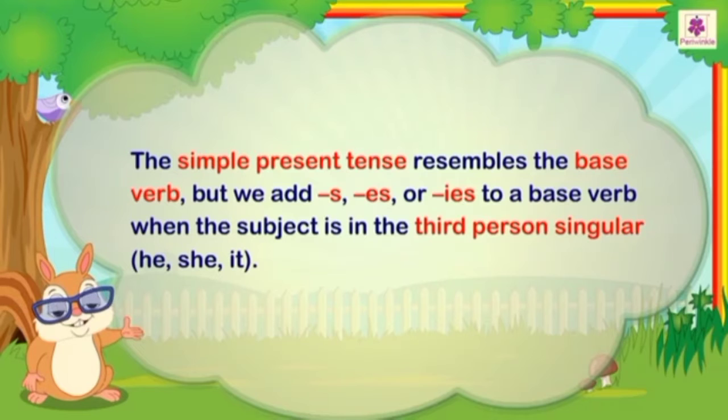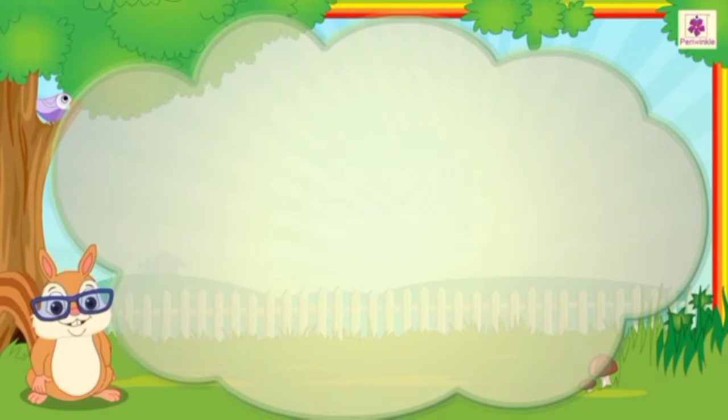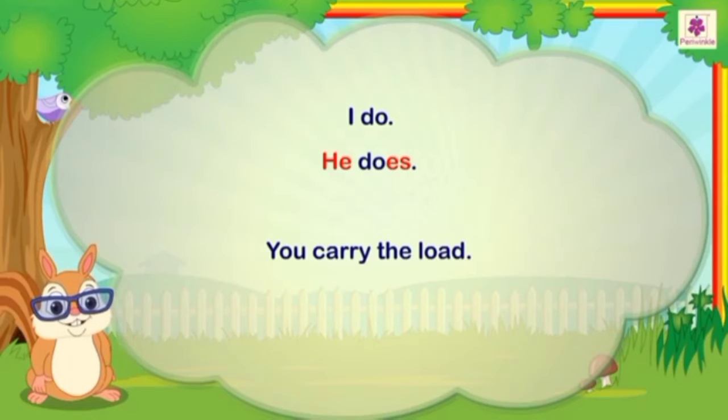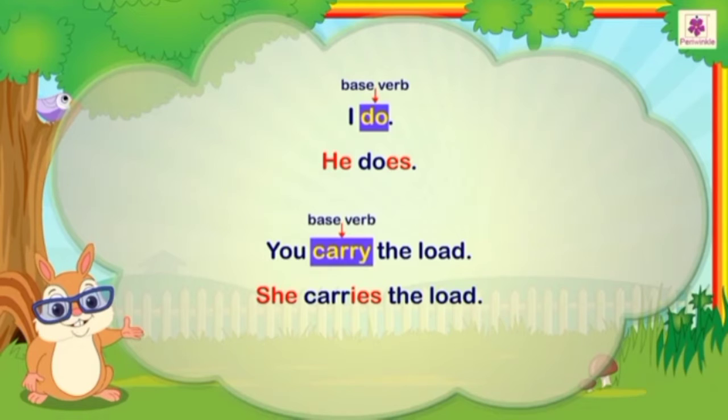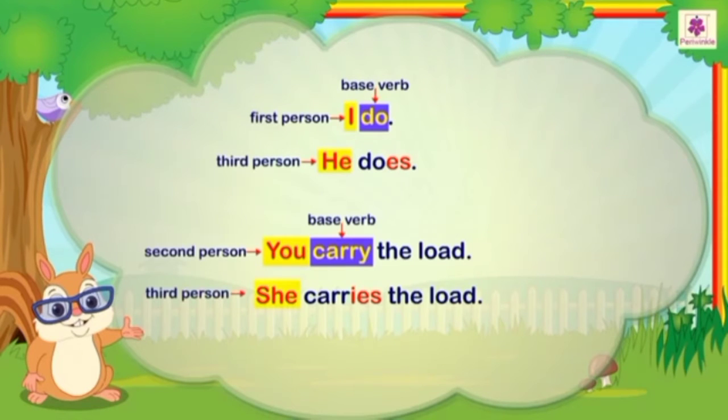He, she, it. For example, I do, but he does. Or, you carry the load, but she carries the load. Here, we see that the base verbs do and carry remain the same for first person I and second person you, but for third person he or she, we need to add es or ies to the base verb.